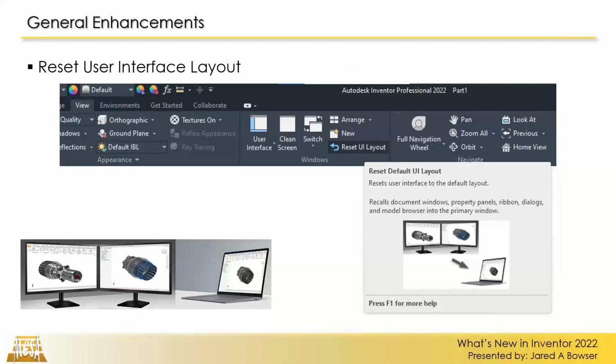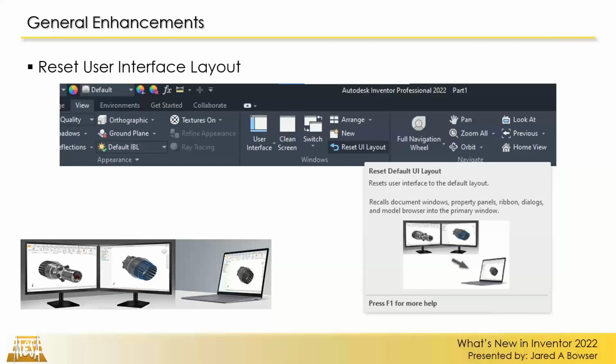Here's a nice tool that was introduced this year. This is really useful when you're working with multiple monitors. If you have multiple monitors, you might dock some property panels or the model browser and other windows. But then if you want to consolidate everything back into your primary window, you could switch over to the View tab and click this Reset UI Layout. That's going to reset everything back to the default layout, so everything jumps back onto one monitor.